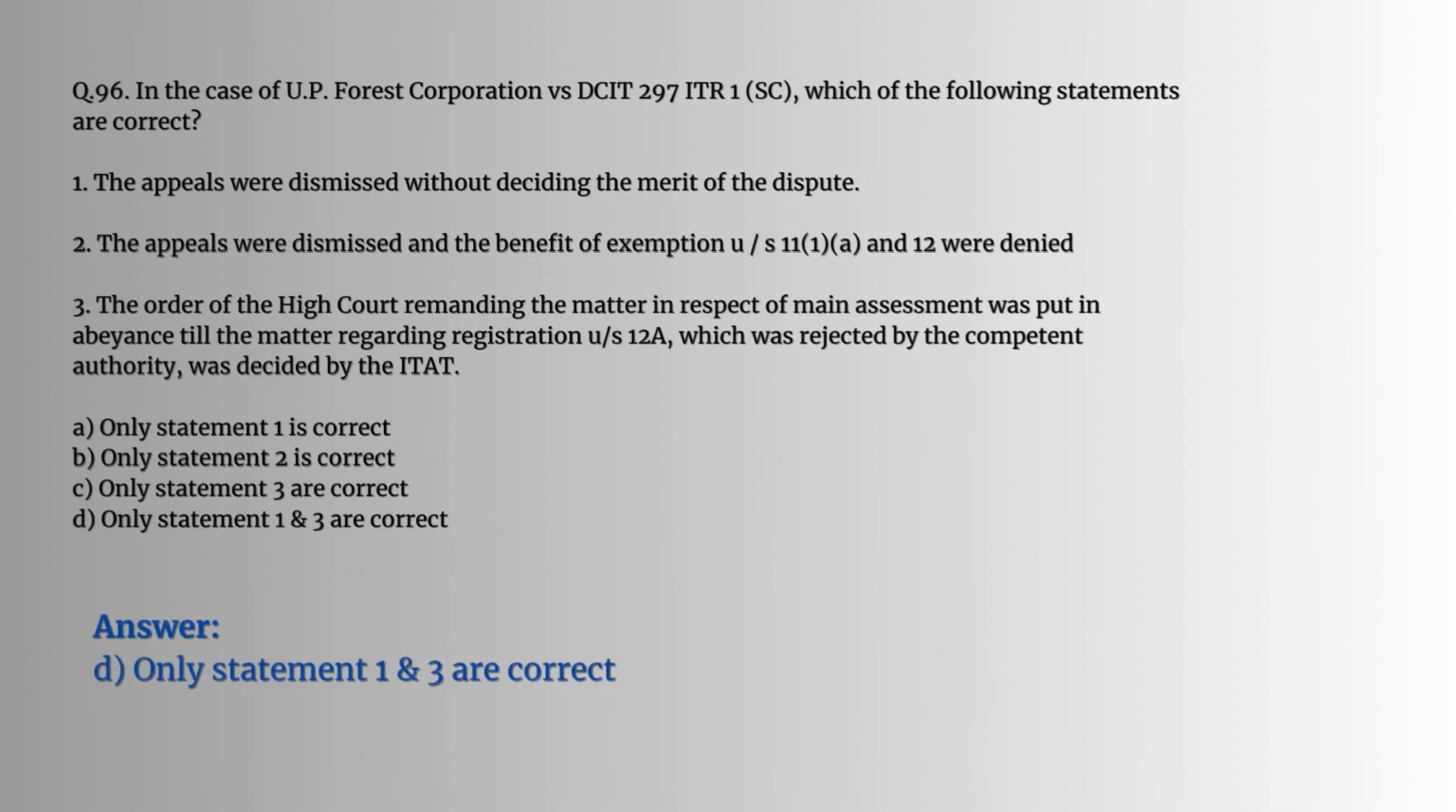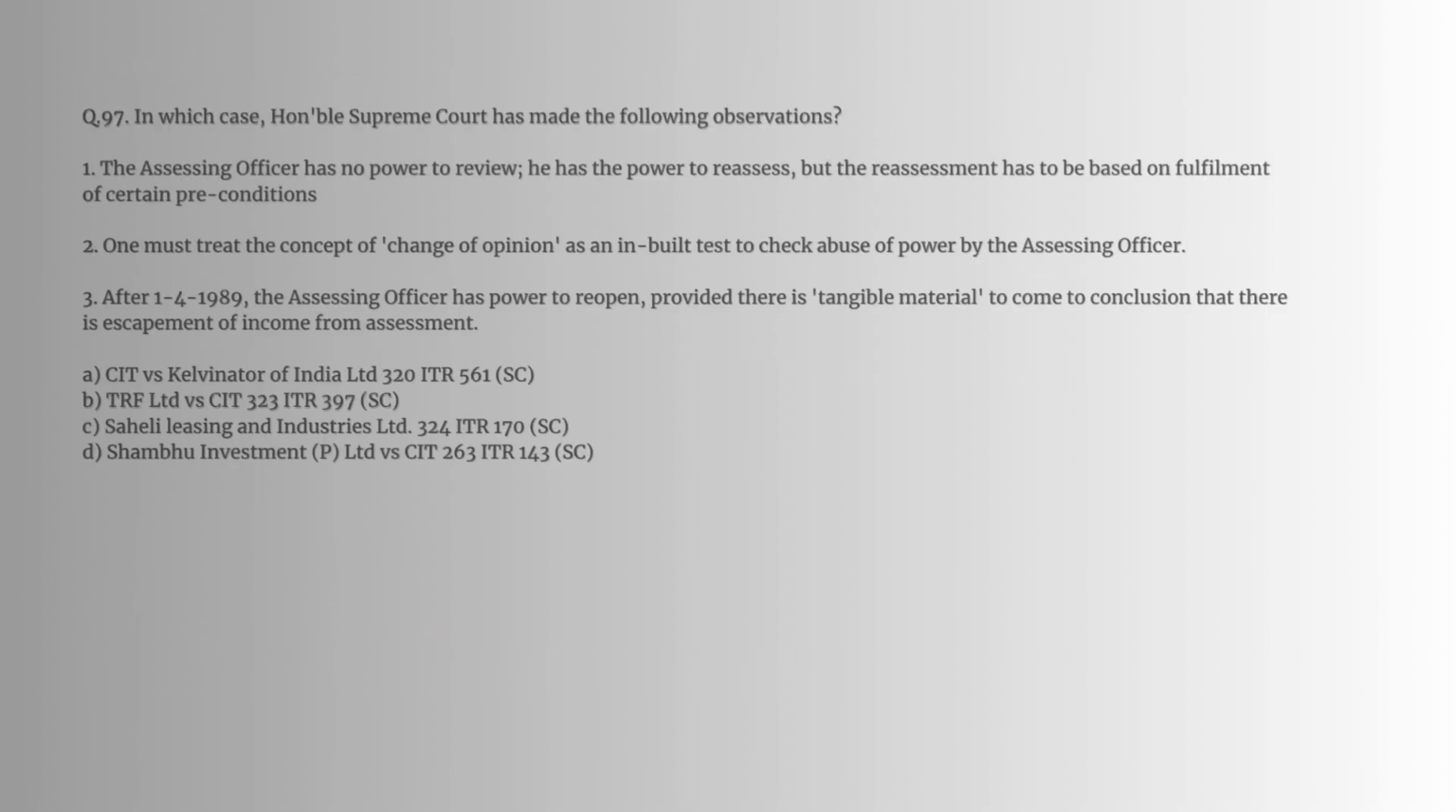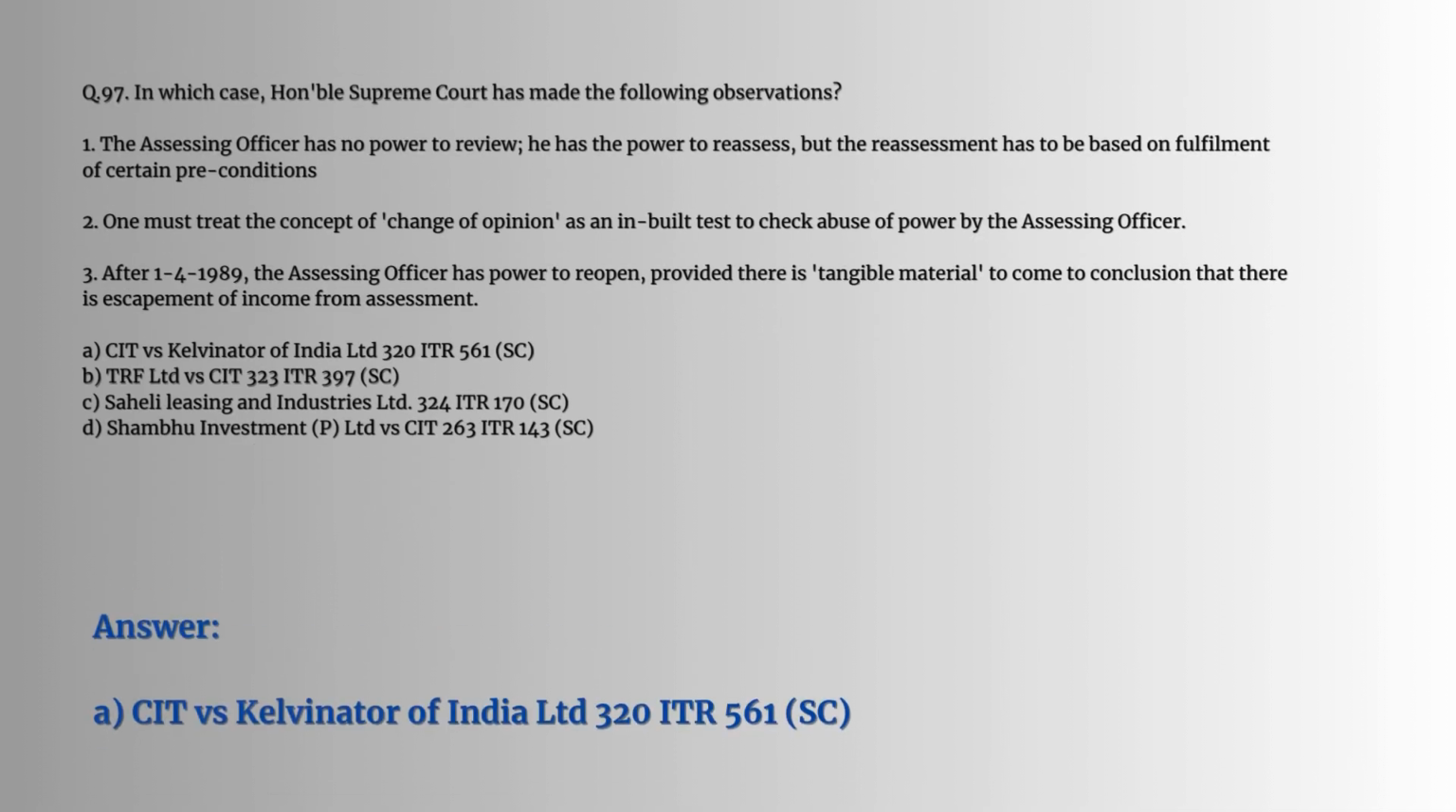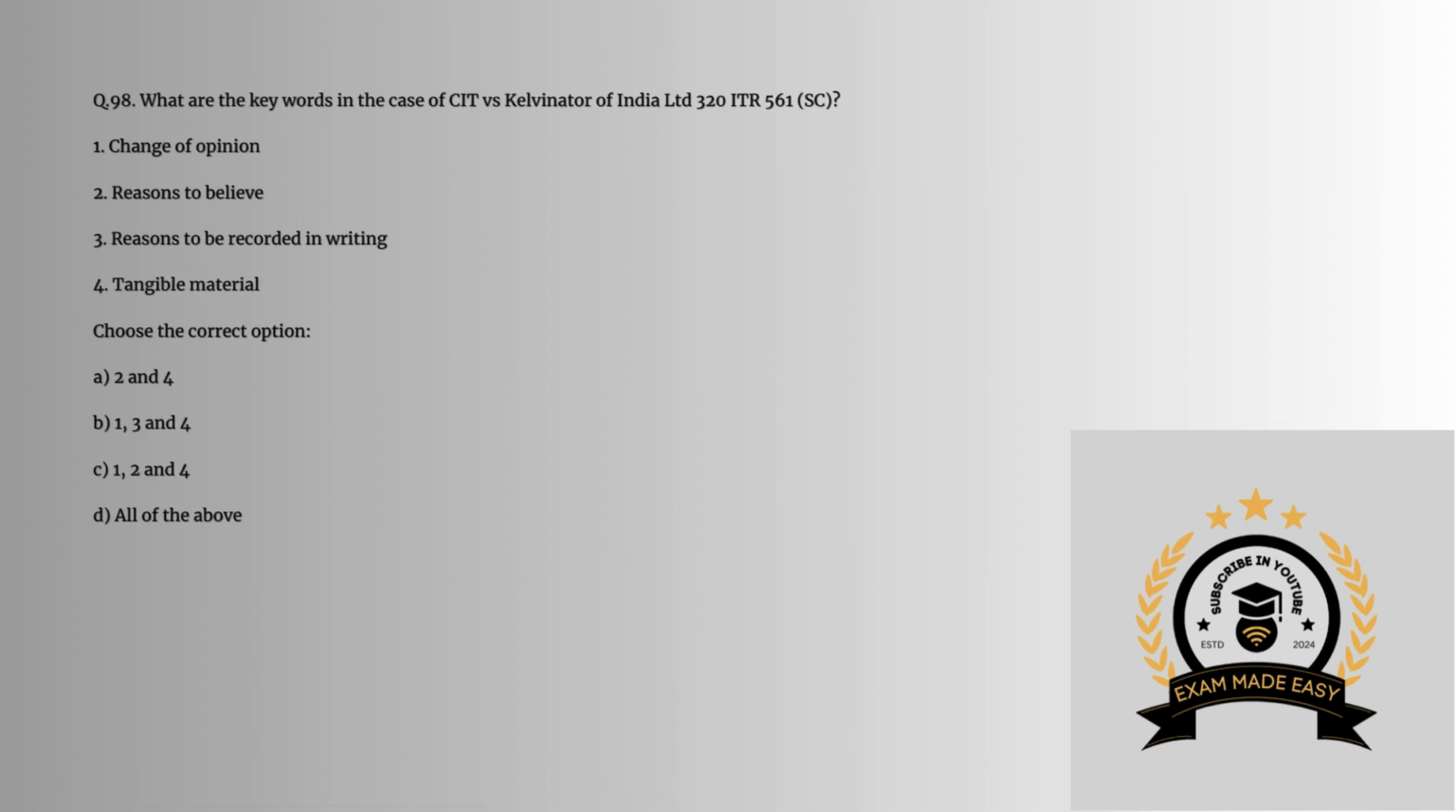Question number 96. In the case of UP Forest Corporation with DCIT, which of the following statements are correct? The answer would be D. Only statement 1 and 3 are correct. Question number 97. In which case Honorable Supreme Court has made the following observation? The answer would be A. CIT with Kelvinator of India. Question number 98. What are the key words in the case of CIT with Kelvinator of India? Number 1. Change of opinion, reasons to believe, reasons to be recorded in writing, tangible material. Here the answer would be C. 1, 2 and 4.